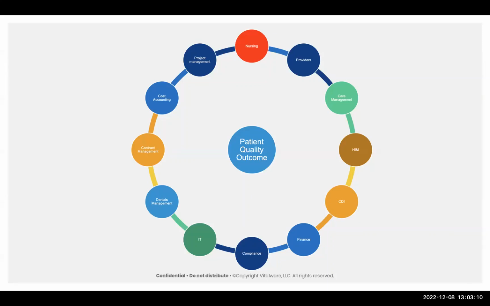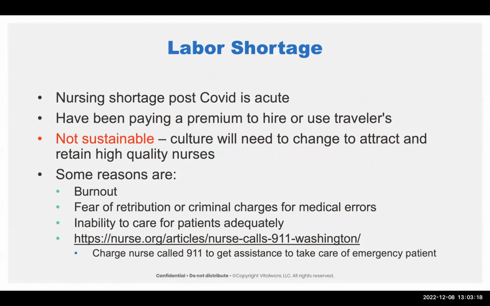Why are we not getting the patient quality outcome documented? And then you have to revise the template. So you see that all of this is cost and labor involved. The nursing shortage we talked about post-COVID is acute. They've been paying a premium, but this is not sustainable. The biggest facilities in the country are saying they can't do travelers. They just can't keep paying this.